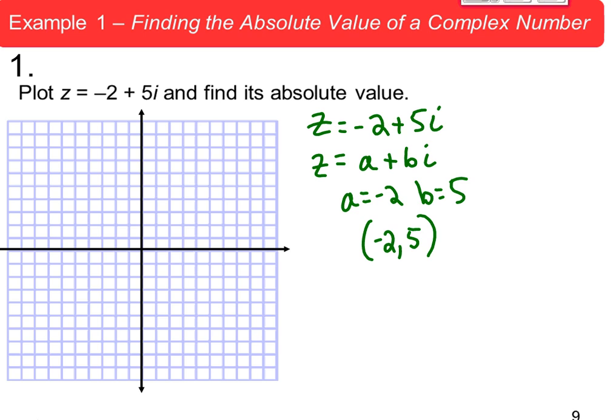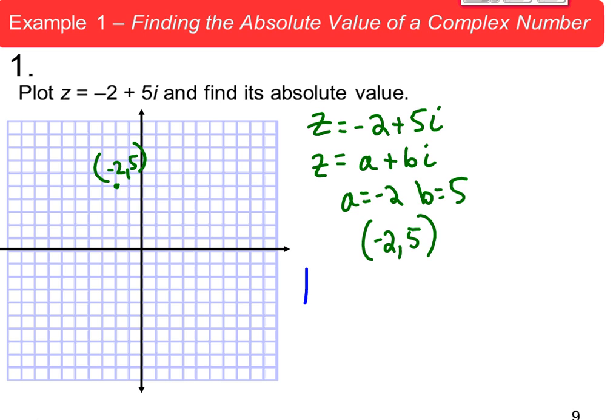And when I plot this on this axis, -2, 1, 2, 3, 4, 5, that point would be right there as -2, 5. And then that absolute value, and I'll write that in yellow and then get rid of it, the absolute value is the distance from that origin to this point that we have there. And so it's the distance formula, the Pythagorean theorem, all that good stuff.